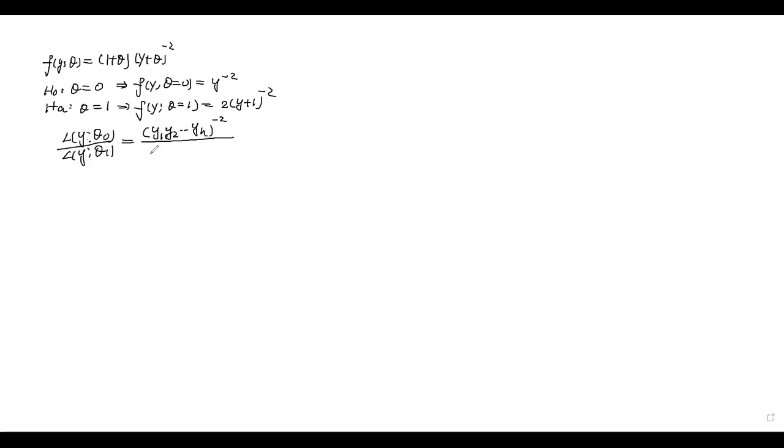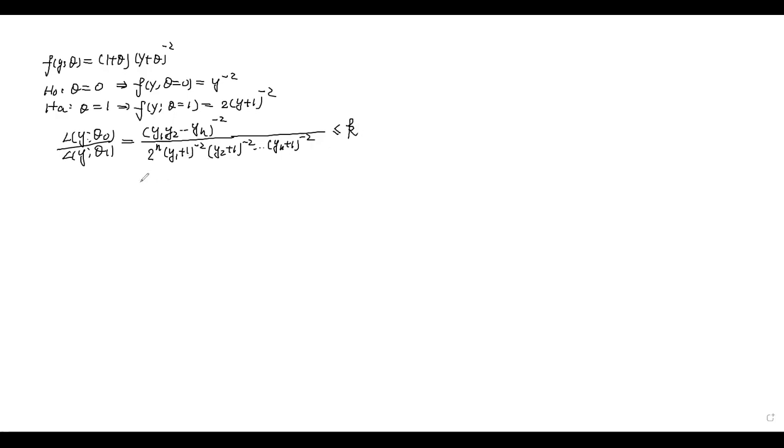Okay, so the bottom here is the likelihood function for theta equal to 1 under the alternative hypothesis. So this will be 2 to the nth power because I have a sample size n. Then this will be (y1 plus 1) to the negative 2 times (y2 plus 1) to the negative 2, all the way to (yn plus 1) to the negative 2, right? And we know this ratio will be less than or equal to some k value.